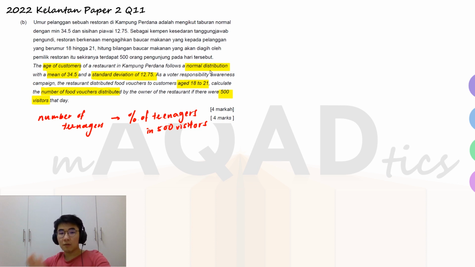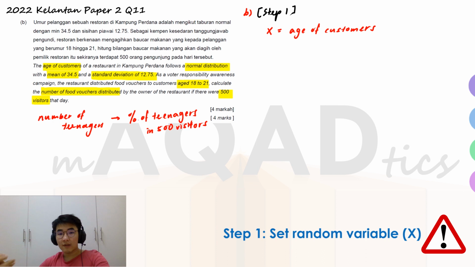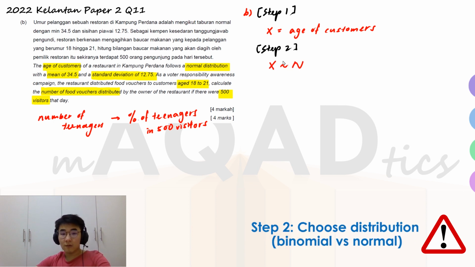So again, to find probability, same as binomial distribution, we need to have 4 steps. The first step is to determine our random variable. Here, I referred this random variable from the first sentence, because it says each of customers follows a normal distribution, right? So I just use this as x. Step 2, we need to find the distribution. Here it says normal, so I'll put N here.